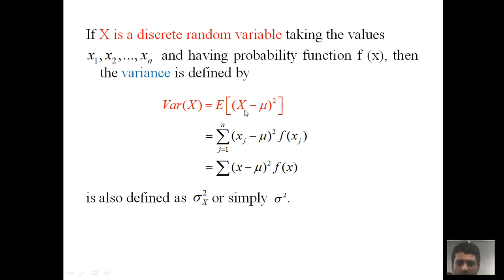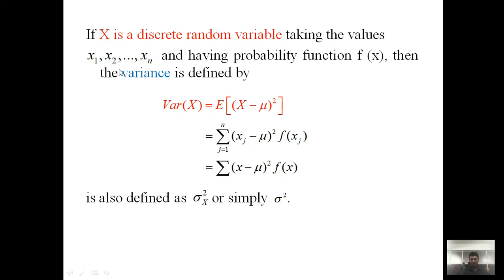So this term represents x minus mu, that is, how it deviates from its expected value. So (x minus mu) square, and we apply the expectation. So variance of x is E of (x minus mu) square. This red highlighted equation is just the definition of the variance.